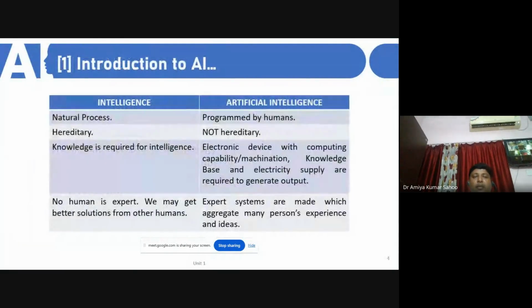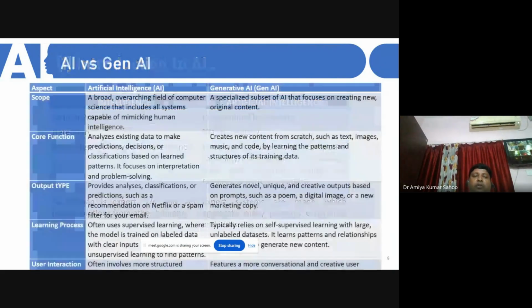Dear friends, already we discussed intelligence and artificial intelligence. But now the question is artificial intelligence and generative AI, Gen AI. We are now speaking about Gen AI, Gen AI everywhere. I have differentiated between AI and Gen AI by taking different parameters, like scope, core function, output type, learning process, and user interaction. These are the different parameters I have taken.